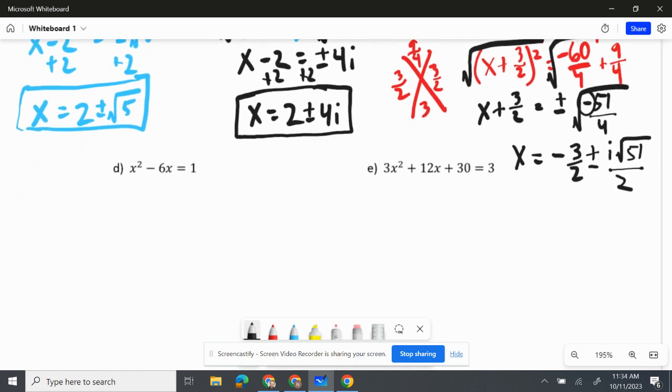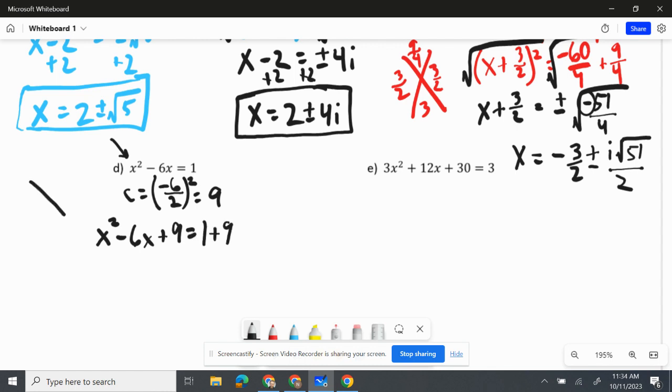Looking at letter D, once again, a little bit easier because our a value is 1, so we don't need to divide anything by our a value. Our next step is we're going to find the c value: negative 6 divided by 2, and we're going to square it. Negative 6 divided by 2 is negative 3. Squared gives us a 9. So we have x squared minus 6x plus 9 equals 1 plus 9.